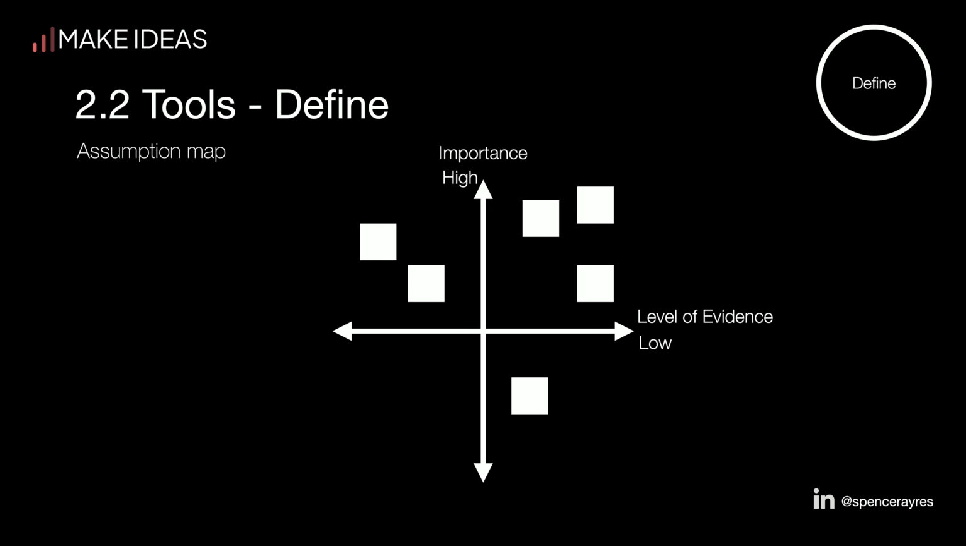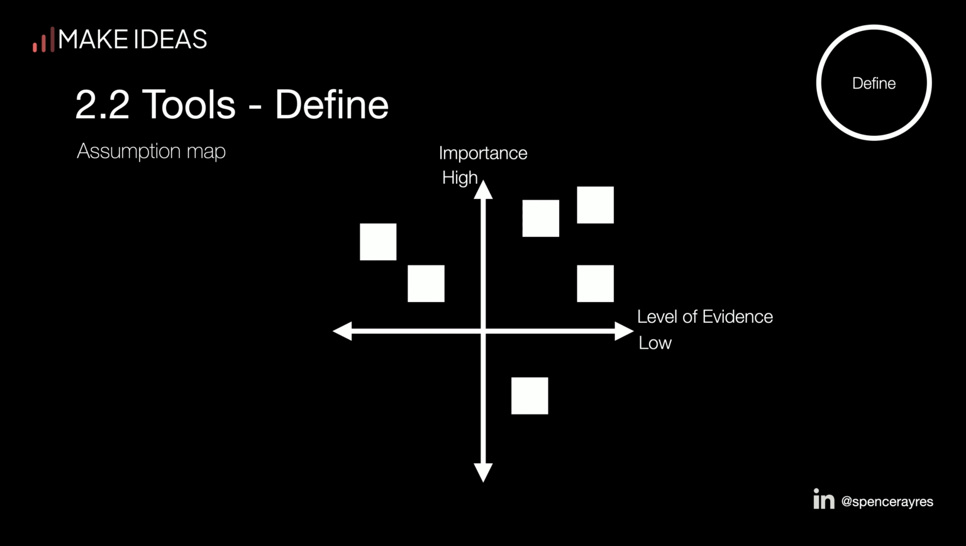Now, on the other side, on the horizontal axis, we've got the level of evidence. The further left we go, the more evidence we have for that how might we. And the further right we go, the lower the level of evidence. And what we're looking for is this combination of high importance and low levels of evidence, because they're the things that we need to start working on, because we need to test those assumptions.